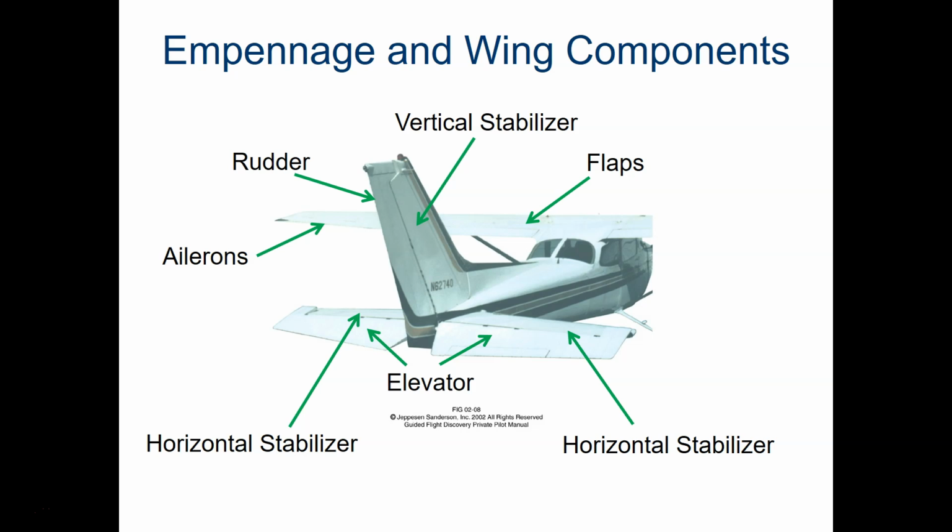And one last thing to point out, on this horizontal stabilizer, on the back or trailing edge of it, where the elevator is, on the right hand side, there is a small, thin tab. This is referred to as a trim tab. We're going to see this labeled in another example on the next slide.